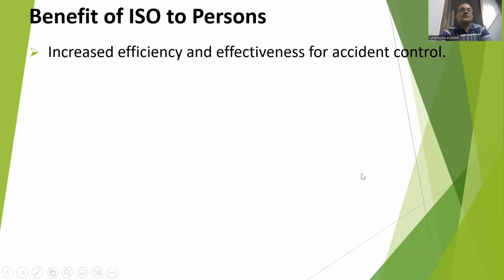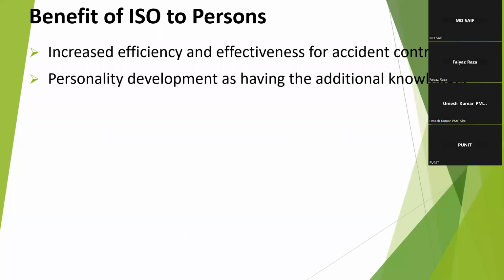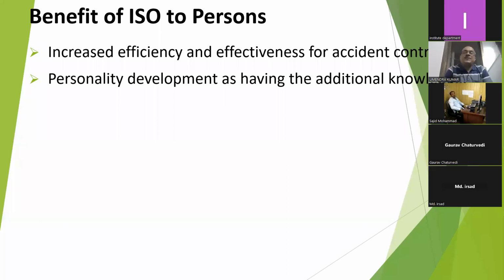Then the benefit of ISO to a person. If anybody, like me and you, is doing the ISO lead auditor course, it gives that person increased efficiency and effectiveness for accident control. When we do the ISO lead auditor course, we are able to know how we control accidents in our organization, so we become aware of how to control them. Personality development comes from having the additional knowledge. The person doing the lead auditor course gets more benefit in personality development and knowledge development.